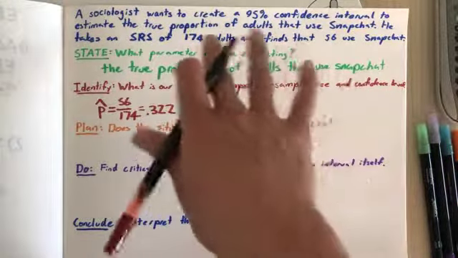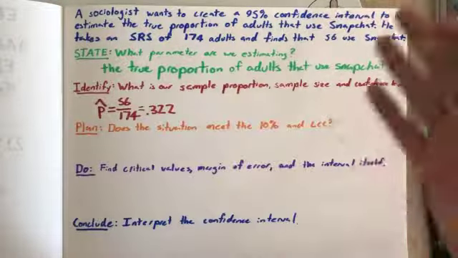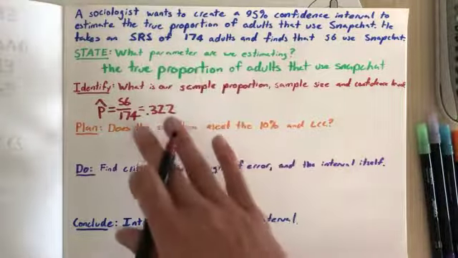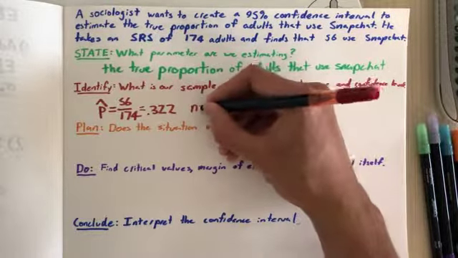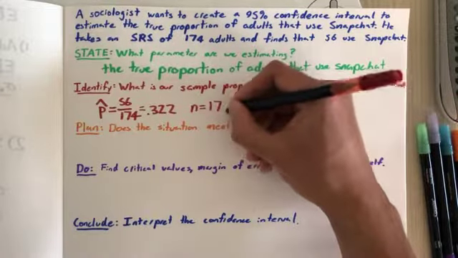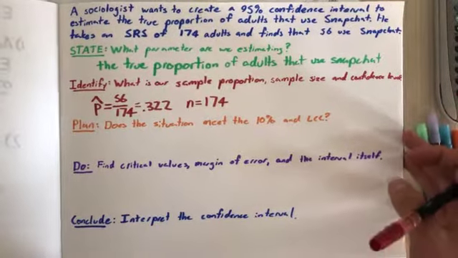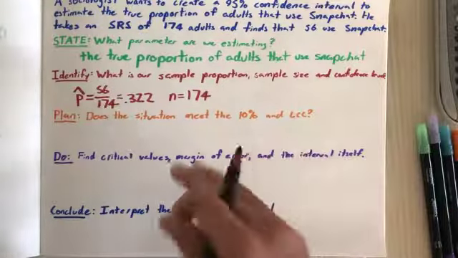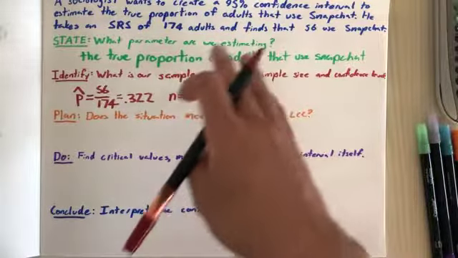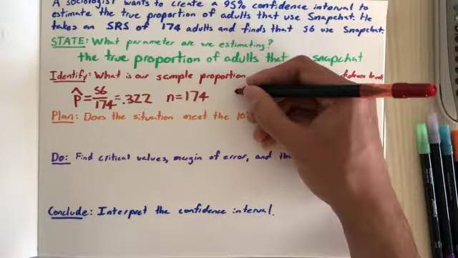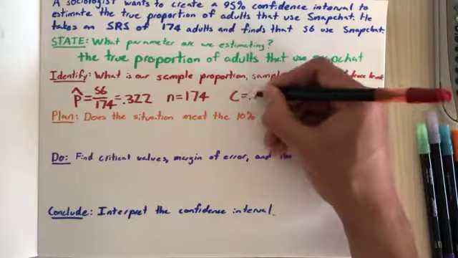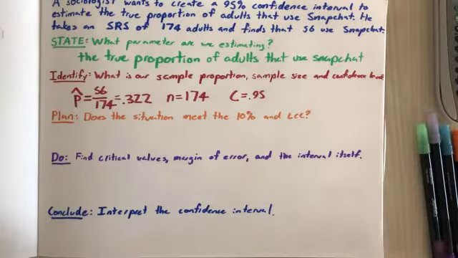Our sample size, we can get straight from the problem. We're looking for how many people he actually took a survey of or a sample of. We use that as the denominator for a proportion. This means that the sample size, which we denote with n, is just 174. And finally, the last thing that we need to do for this step is to identify our confidence level. Our confidence level is given to us at the top of this problem, and it's 95%, so we'll write C equals 0.95. This is how confident we want to be in our confidence interval. Okay, so that is the identify stage.